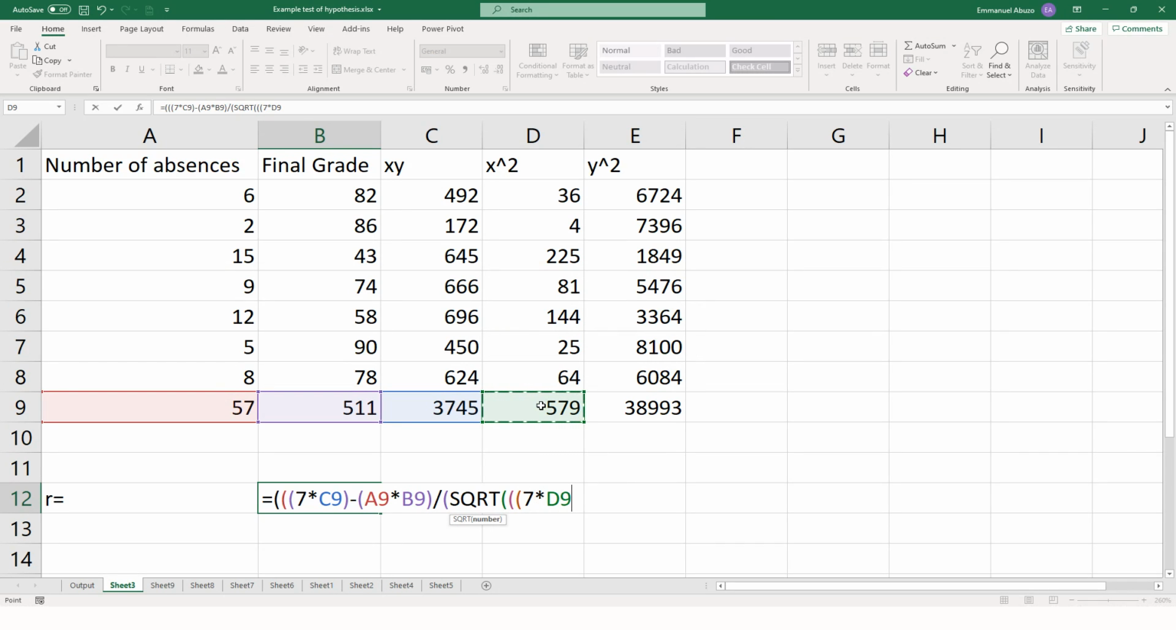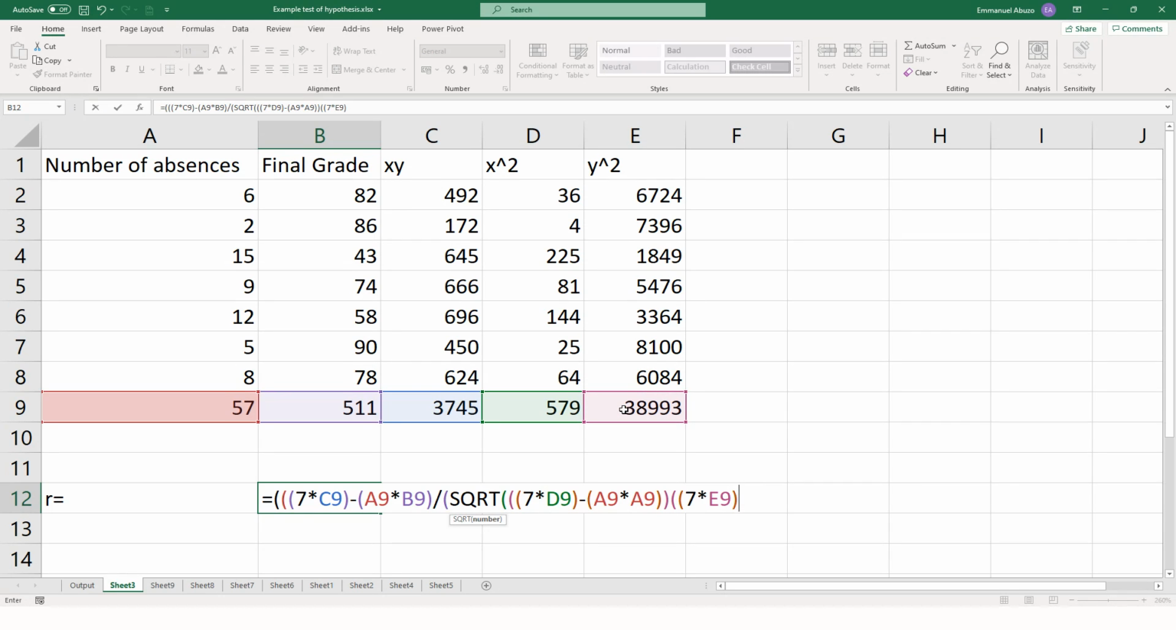Okay, and then you have to close, minus you have the square of our summation of x. So our x is number of absences. So you have this one multiplied to itself. Close. And then that's another close. Multiply again. You have 7 times our y squared. So y squared is this one. Close.